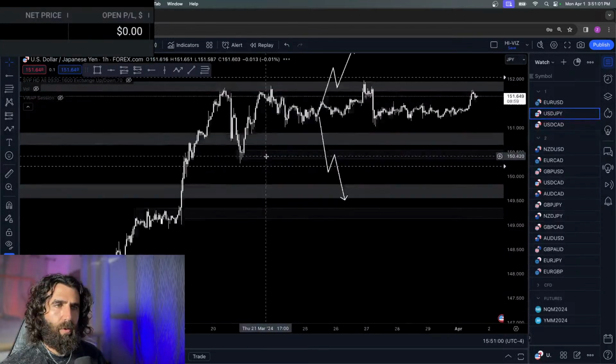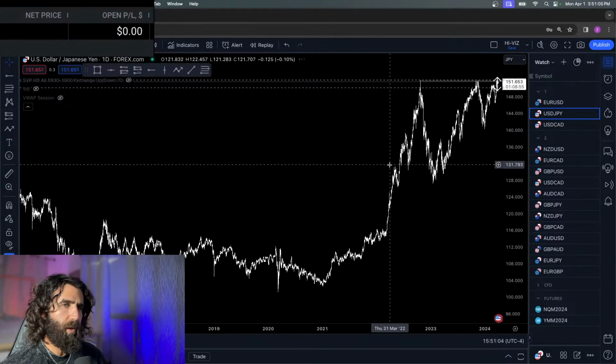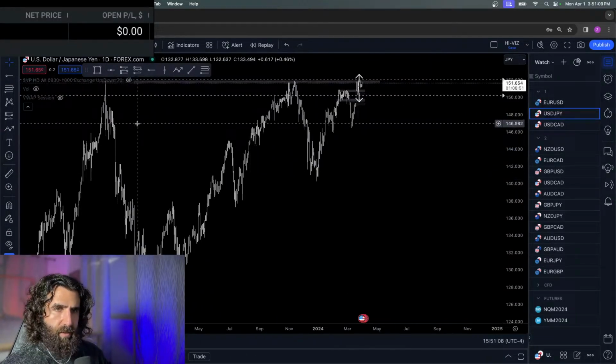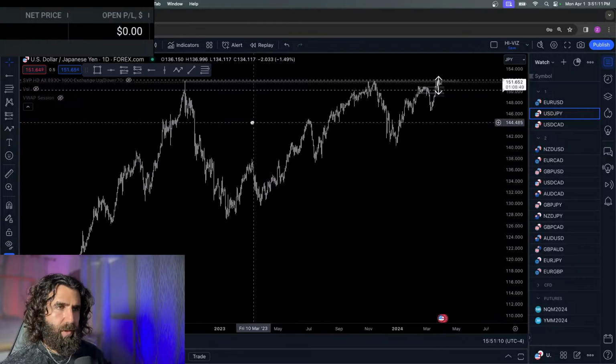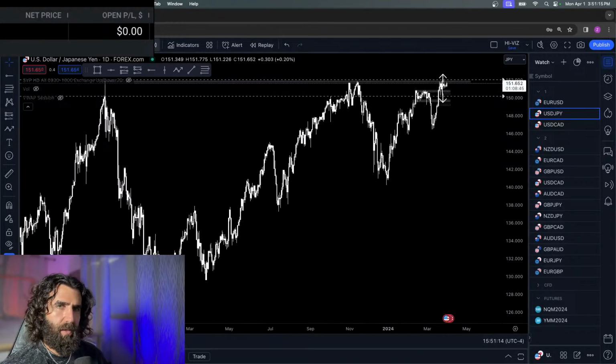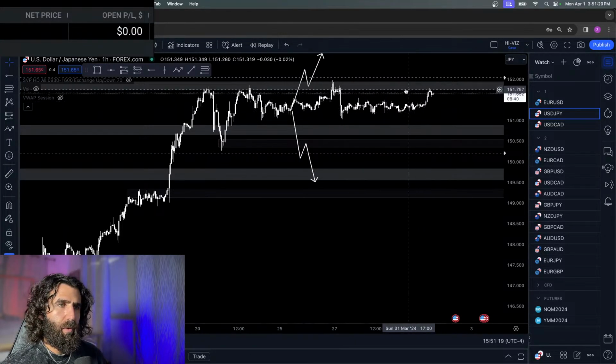USD JPY went over earlier, consolidating at major highs. Let's go to the daily real quick. Really not much change since last week on this one, man. It's been pushing up like it has been for like the last 2 years here. At these highs on the daily, drop to the 1 hour, consolidating right below this major area of resistance.